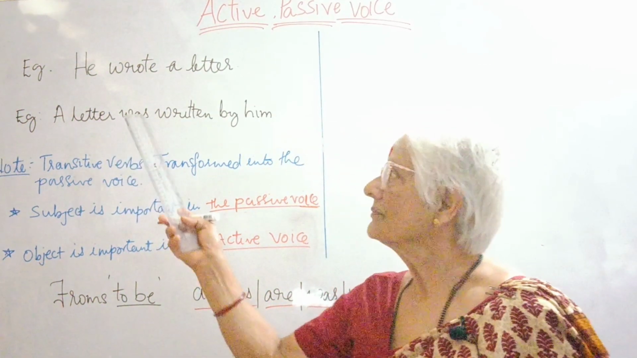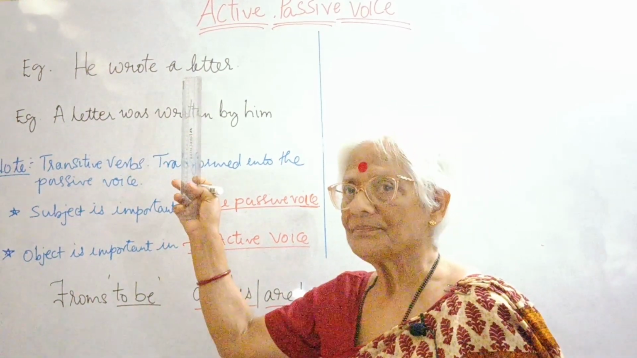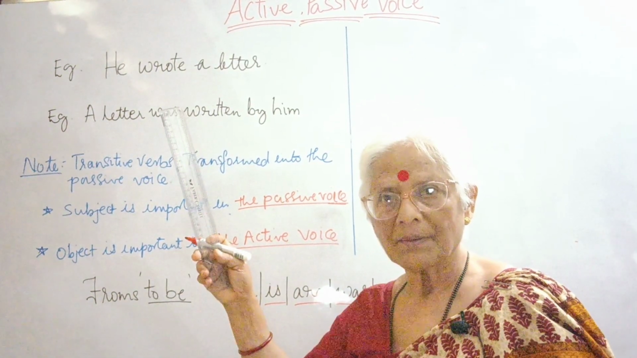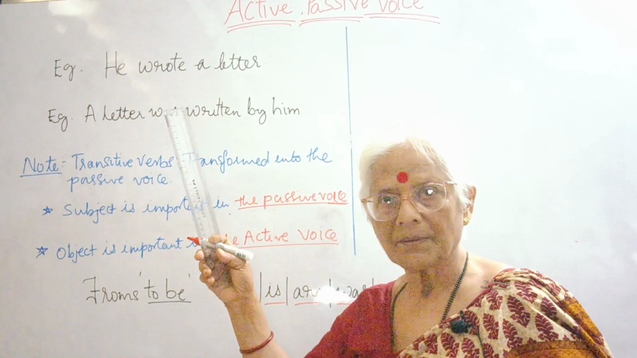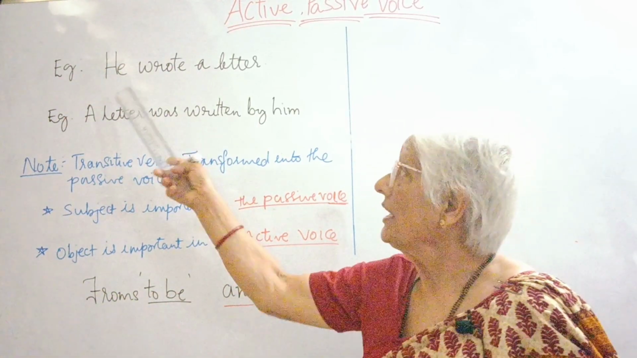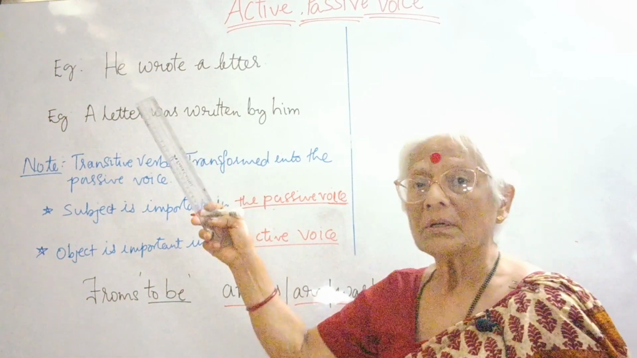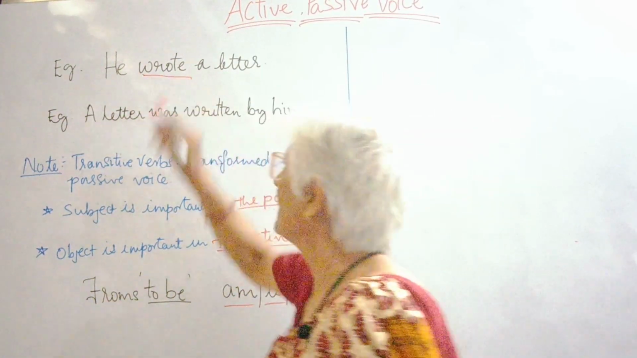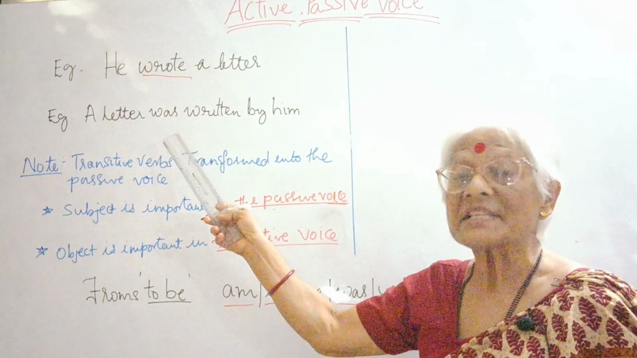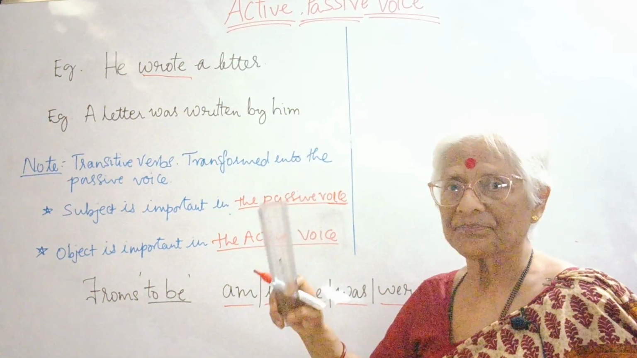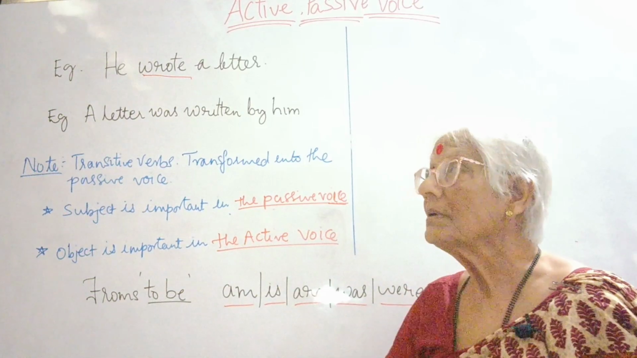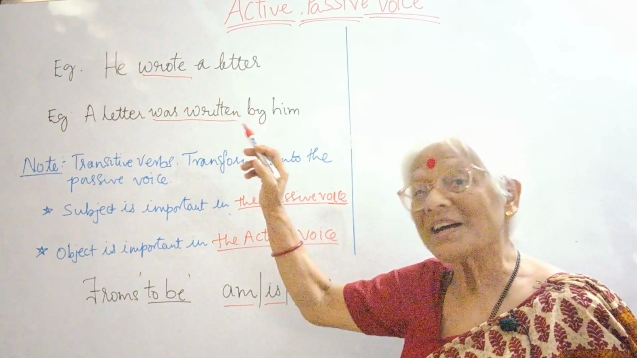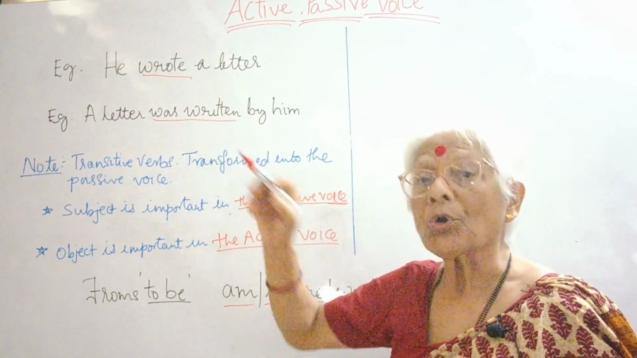Now look at the sentence here. He wrote a letter. Which is the verb here? Wrote. Very good. I have written another sentence. A letter was written by him. Which is the verb? Was written, not written alone, because written is your past participle. Was written will be your complete verb.